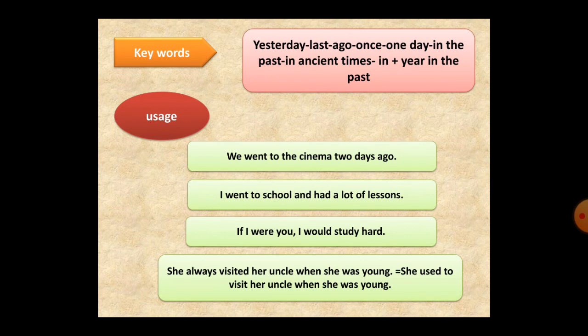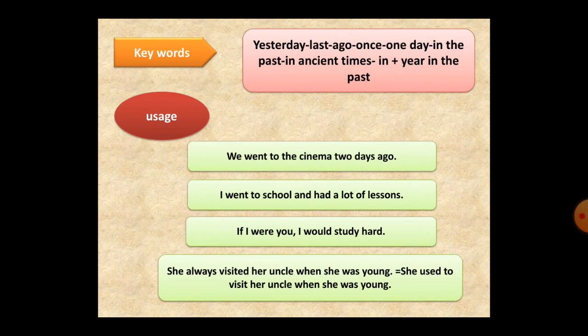The first one, went to the cinema 2 days ago. That's a short action ended in the past. I went to school and had a lot of lessons, what we call consequences or sequence in the past. Then repetition in the past. If I were you, I would study hard, or advice, we said before shouldn't. If I were you, I would or I wouldn't are equal.